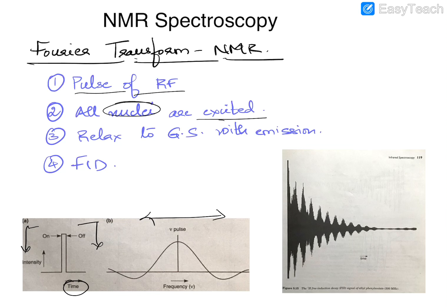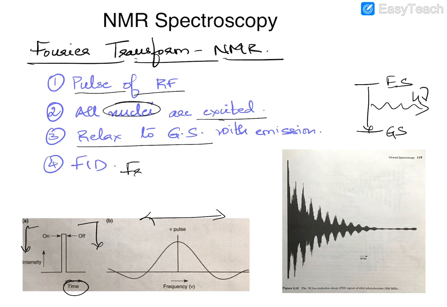Once they go to an excited state, all of them relax to the ground state, and this relaxation happens with characteristic emission of radio frequency radiation. That is a function of the difference between the energies of the ground state and excited state for that nucleus, and as it comes back down, it will emit some characteristic frequency of light. And this decay is also called the free induction decay.